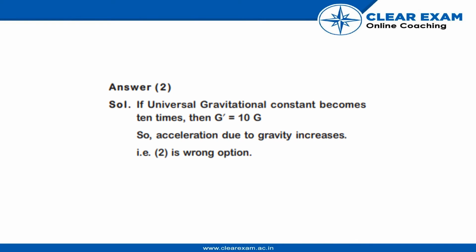Answer is 2, which said that g on earth would not change. So it is the wrong statement because it would change. As the solution provided to us is, if universal gravitational constant becomes 10 times its initial value, then the new G would be equal to 10G. So acceleration due to gravity would increase and hence g would change. g of Earth would change, whereas the option was g of Earth would not change. So 2 is the wrong option and it is the correct answer.